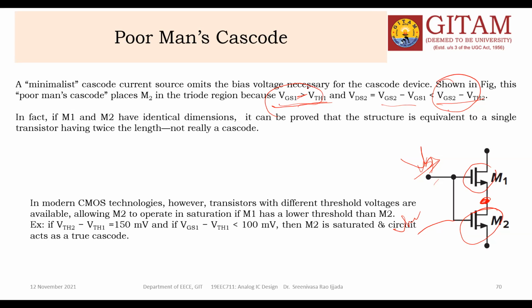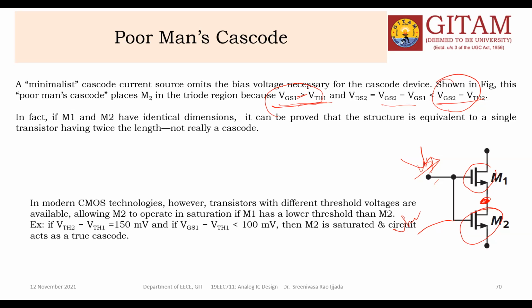Whenever this type of configuration is used, they take advantage of it, allowing M2 to operate in saturation if M1 has a lower threshold voltage than M2. Earlier, M1 and M2 both had the same W/L ratios and the same threshold voltages, because both are NMOS transistors. From the picture, both are the same NMOS transistors, so definitely we have an NMOS threshold of 0.5 volts or 0.3 volts.